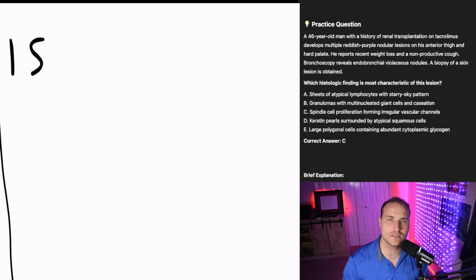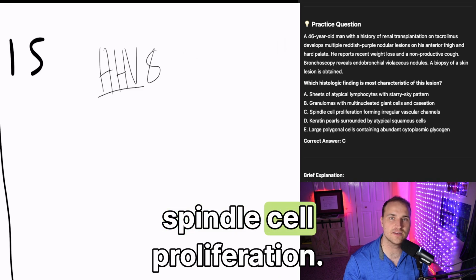Bronchoscopy reveals endobronchial violaceous nodules, and a biopsy of the skin lesion is obtained. Which histologic finding is most characteristic of the lesion? Okay, the violaceous stuff makes us think of HHV8, and that is Kaposi sarcoma. It's a vascular neoplasm, and the hallmark is going to be your spindle cell proliferation.